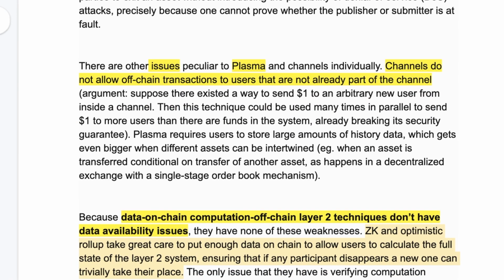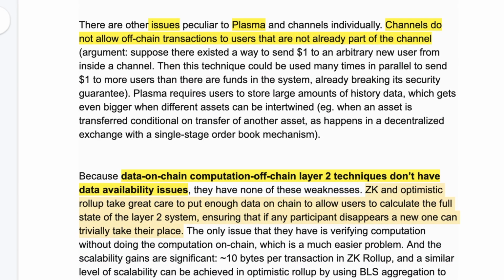There are also other issues specific to Plasma and channels individually. First of all, channels do not allow off-chain transactions to users that are not part of the channel. That's a big problem, because basically that's the whole idea of peer-to-peer payments, that you can just send money to anyone. But if they're not in your channel, you cannot just send them a new transaction.